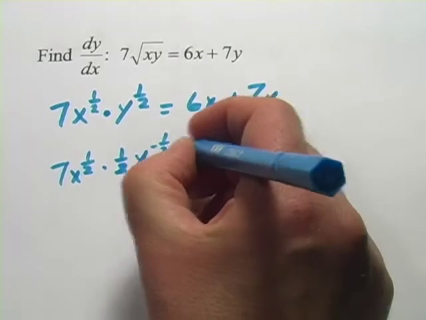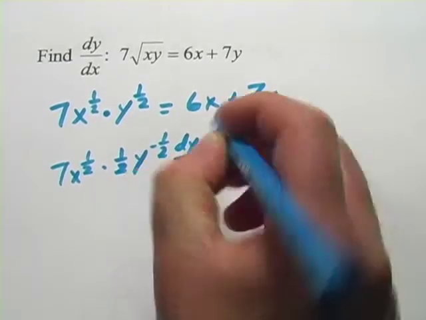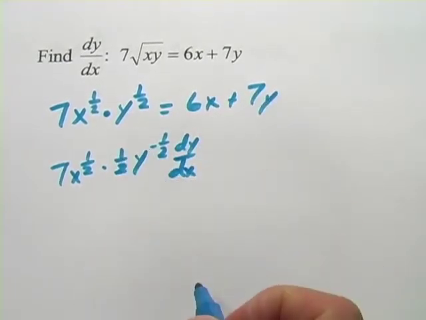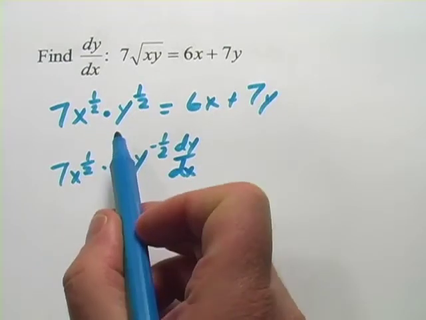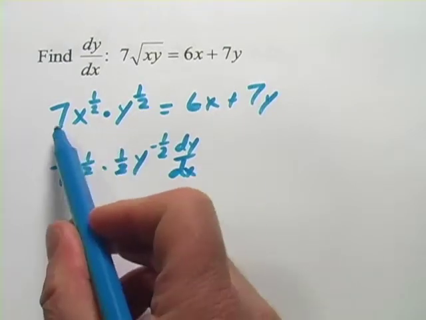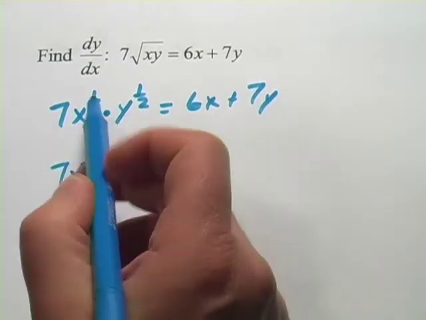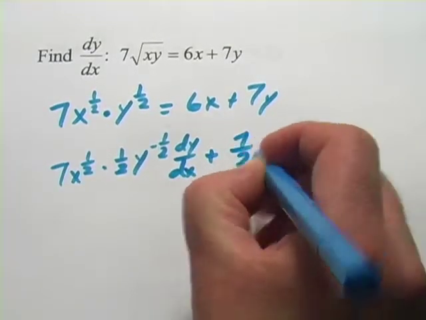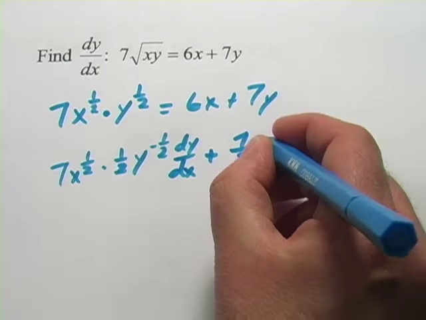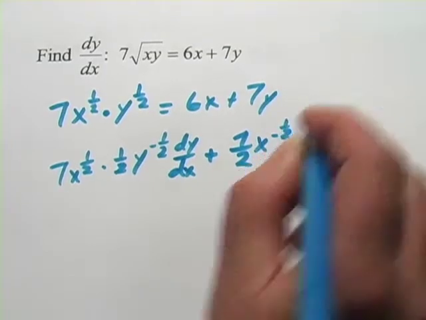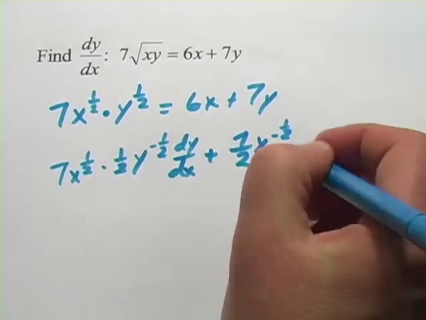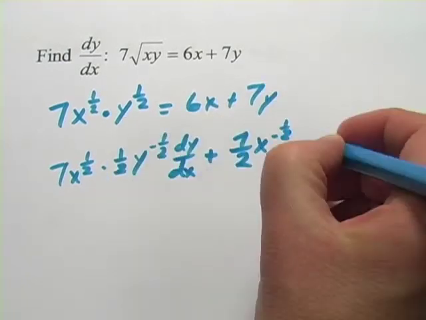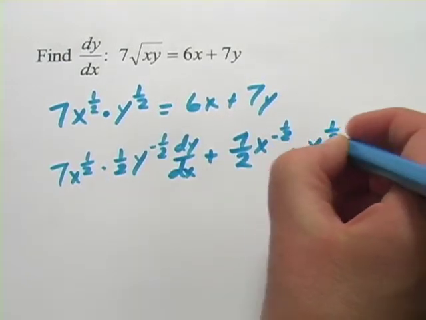And we need our dy/dx on that because this was a y term we took the derivative of. So that's the first half of the product rule. The second half of the product rule says the derivative of the first thing, and that would be 1/2 times 7. So that's 7/2 x to the negative 1/2 times the second thing, y to the 1/2.